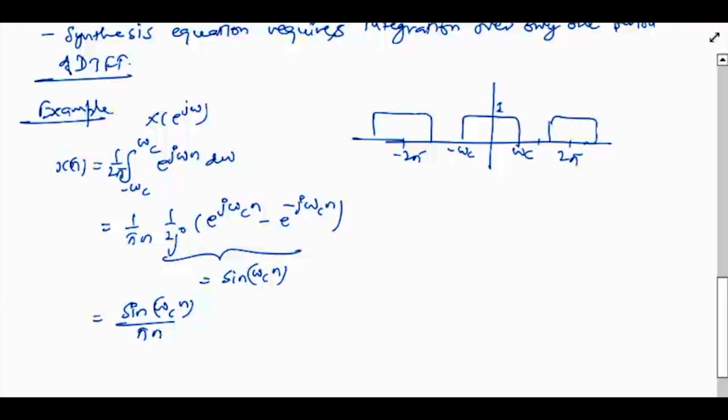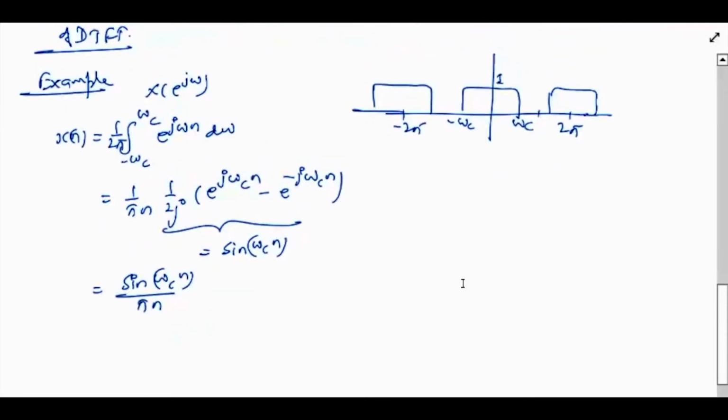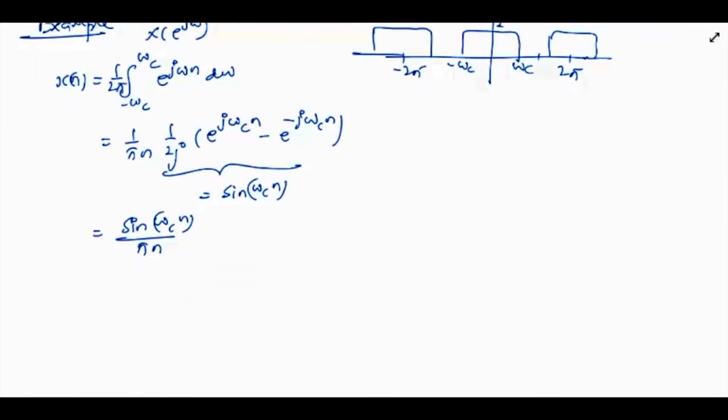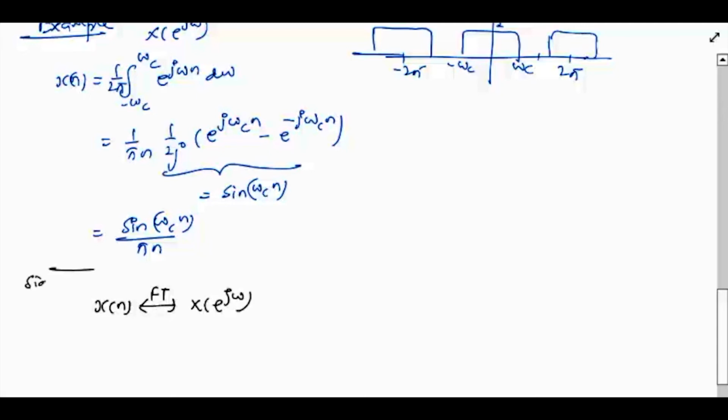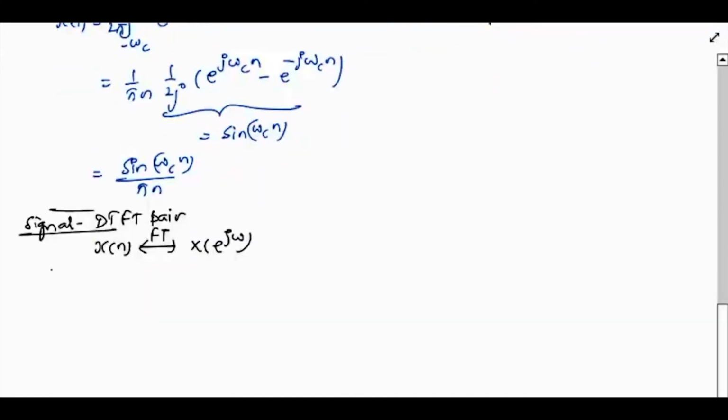Fine. So now, having seen the inverse Fourier transform as well, we will look at a few properties of the discrete time Fourier transform. While stating these properties, I will use the same convention that I used for the continuous time case. For any signal and its Fourier transform pair, I will use the following notation: x[n] is the signal and its Fourier transform is X(e^{jω}). This is the signal DTFT pair. With this convention, let us look at properties of the DTFT.